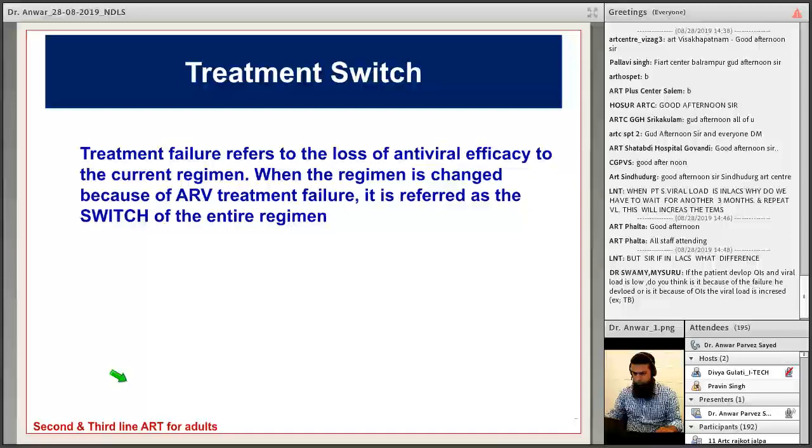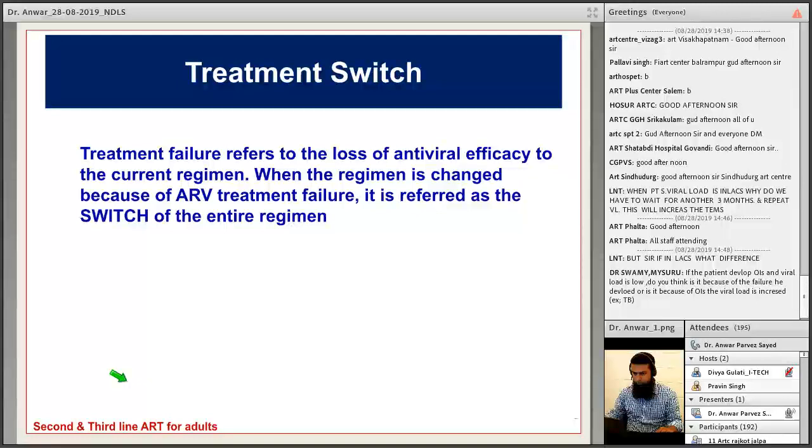Now I have covered this part, which may or may not be known to some of you, but the next part, the treatment switch, the majority of you are aware of. So I'll quickly run through it in the remaining 10 minutes of the session. So what does it mean, treatment switch?